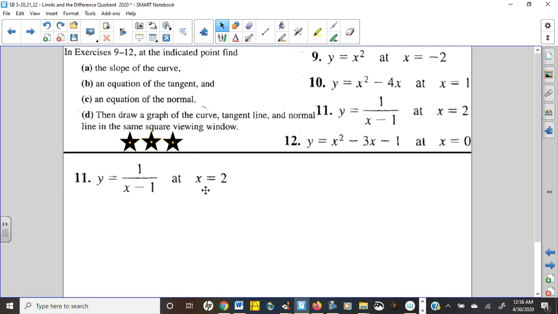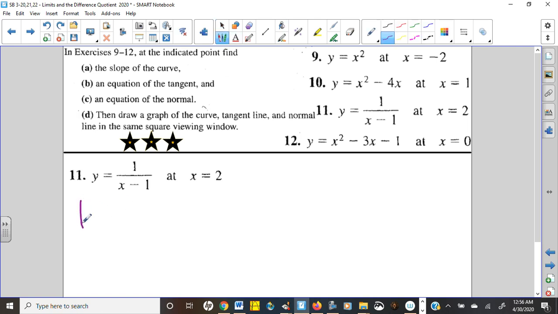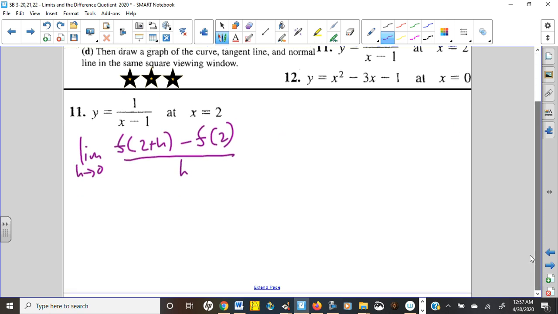Okay, I'm going to definitely write this stuff off to the side because I know that I need to do the limit of f of 2 plus h minus f of 2 all over h, but I don't know what f of 2 plus h is. I don't know what f of 2 is, and so that's what we're going to figure out right now.